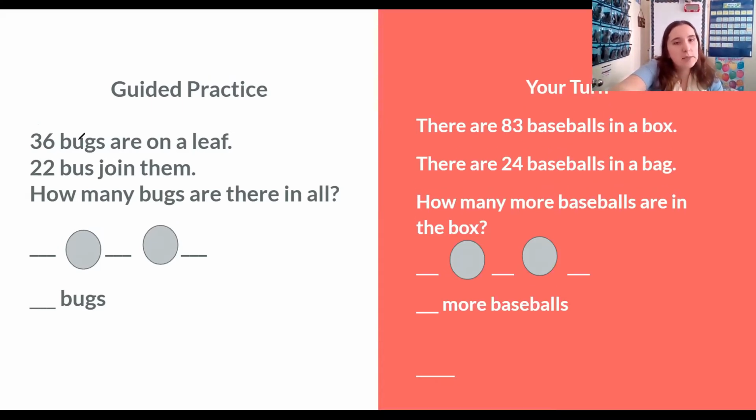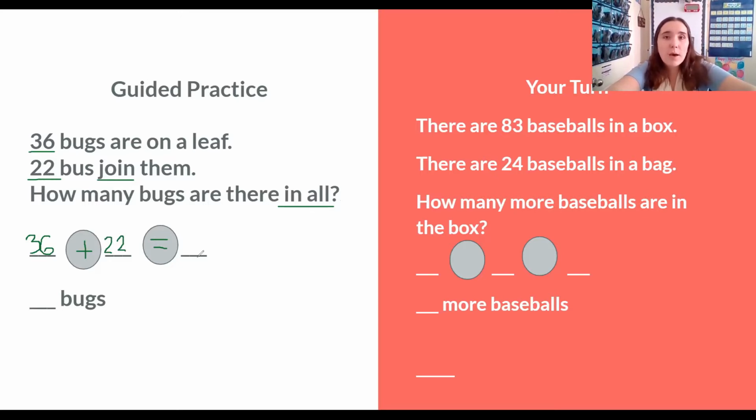It says 36 bugs are on a leaf, 22 bugs join them. How many bugs are there in all? So this is really important, the words that they use. 36 bugs were there. 22 joined them. Now, if something joins, it is being added. So we are going to be adding. We can also tell that we're adding because it says how many are there in all. Remember, magic words. Here's how I'm going to set it up. The 36 that started on the leaf, plus, that's what these circles are for, plus the 22 more that joined them, equals. And then I'm going to solve it.